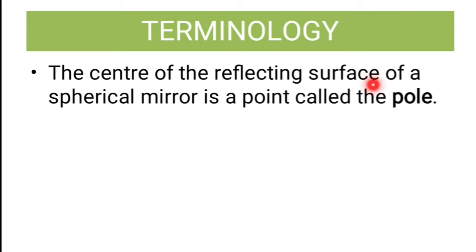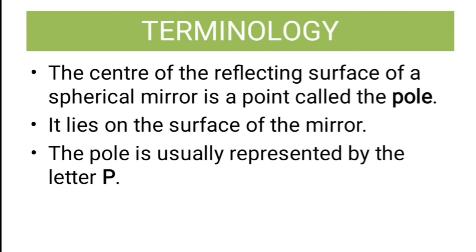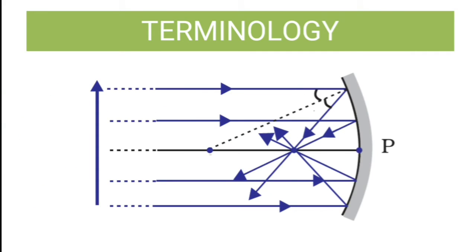The center of the reflecting surface of a spherical mirror is a point which is called the pole. It lies on the surface of the mirror. The pole is usually represented by the letter P. So this is the pole. As you can see here, it is at the center of the mirror.